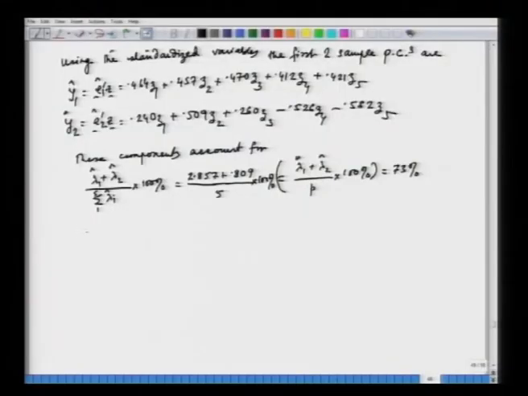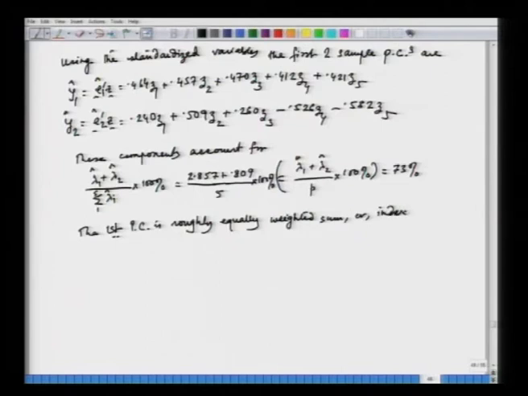So, let us give this interpretation. Briefly, I will write it. The first PC is roughly an equally weighted sum. If you look at the weights in the eigenvector, they are almost equal, so it is roughly an equally weighted sum, or sort of a market index, or index of the 5 stocks.